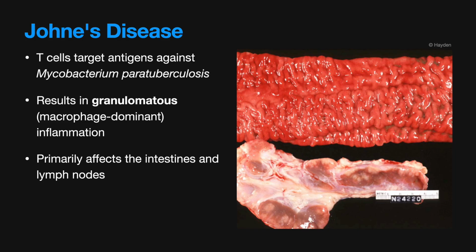Johne's disease activates T cells against Mycobacterium paratuberculosis antigens. This results in granulomatous, or macrophage-dominant, inflammation within many tissues, but it primarily affects the intestines and lymph nodes.